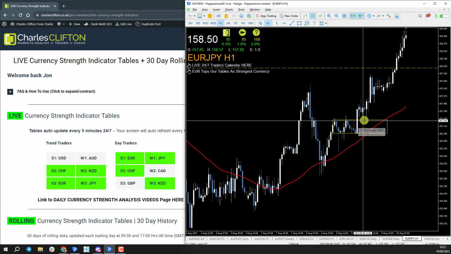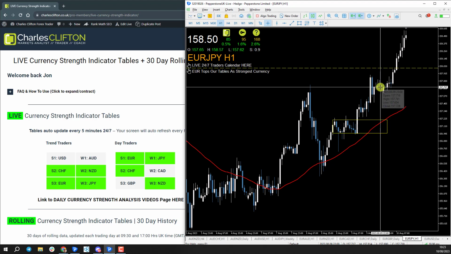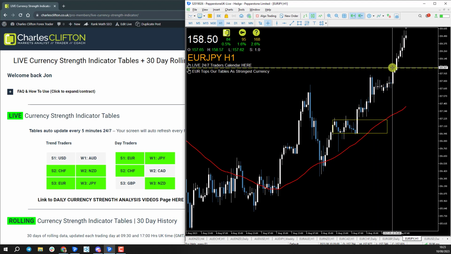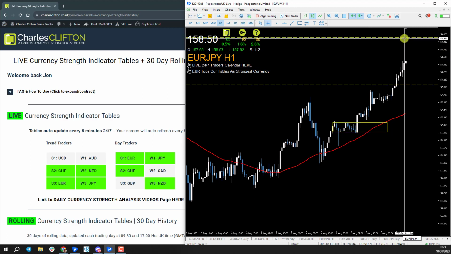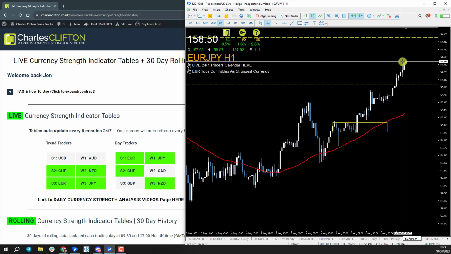I said I wouldn't mind seeing a retest of this. We came very close to the retest. Price didn't though, and it continued to push to the upside. We've now traded through the 158 handle, so the next level of resistance is 159. Price is quite a way away from that 50 MA now.